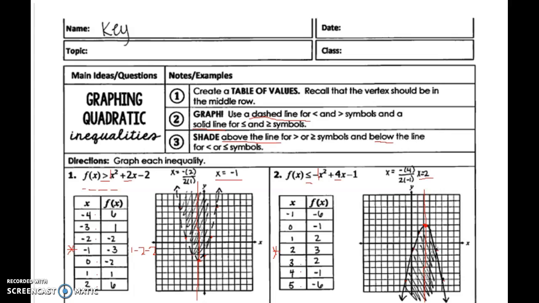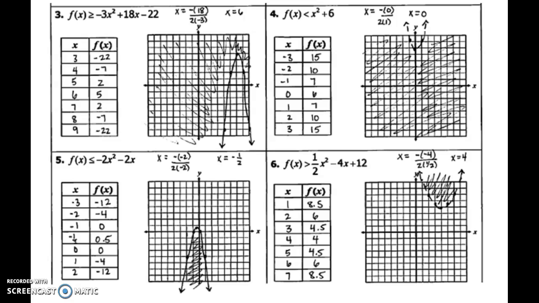For the rest of these examples, you can keep pausing the video and follow through. They are also in the link below. So here is 3, 4, 5, and 6. Again, pause the video, you can copy those down, or just go to the link below this video on Canvas.